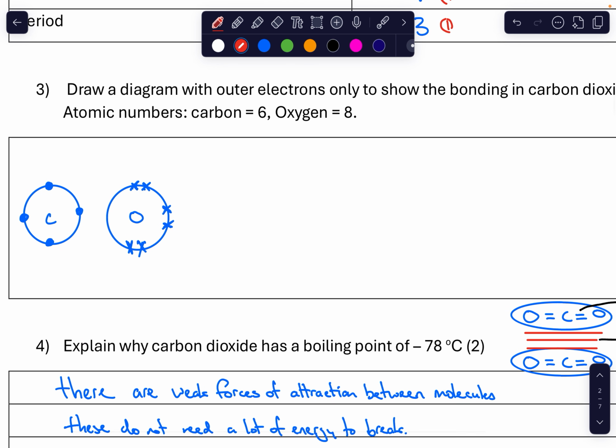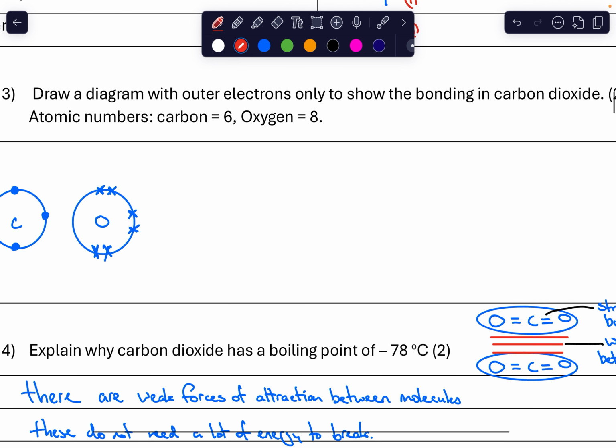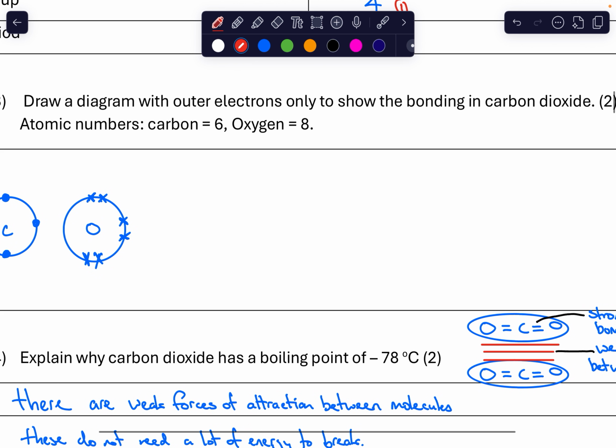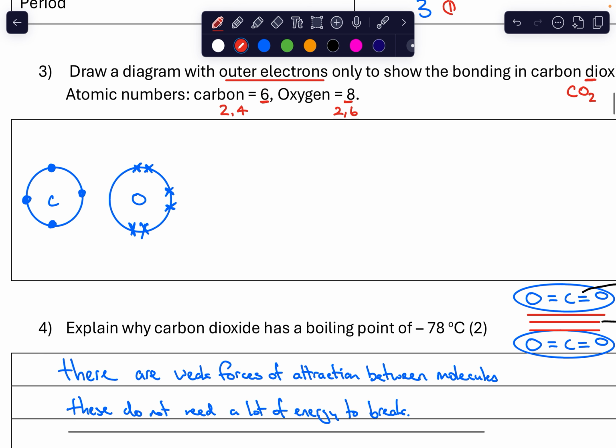Okay, draw a diagram, outer electrons only, showing the bonding in carbon dioxide. Let's use everything here to help us. So first of all, dioxide means it's 2 oxygens. So the word di means 2. So I'm looking to have a formula that is CO2, therefore it's 2 oxygens. Next thing, carbon has got 6 electrons, so we would arrange those as 2, 4. And oxygen has got 8, and I'd arrange those as 2, 6. It wants me to only draw the outer electrons, so I'm only going to draw the 4 and the 6, which is what I've prepared here as my atoms.